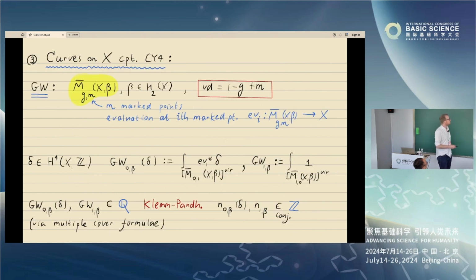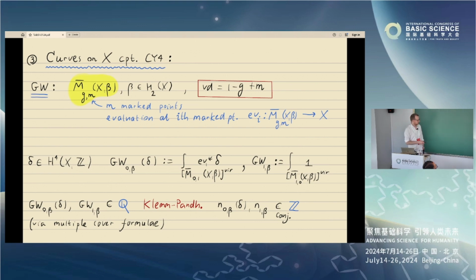Okay, next we move on to curves on a compact Calabi-Yau fourfold. As before, M-bar_{g,m}(X,β) is the moduli space of stable maps, but now we also introduce m marked points. For each marked point i, we have an evaluation map from the moduli space to X. Again we fix β and the genus g, and then the virtual dimension is 1 − g + m. So we'll need some insertions.